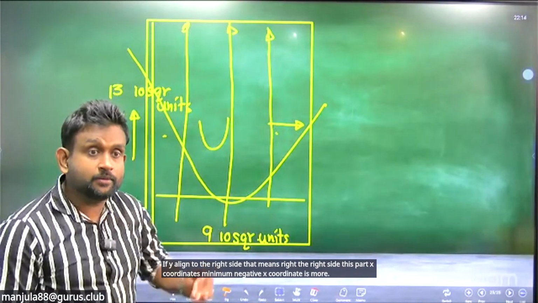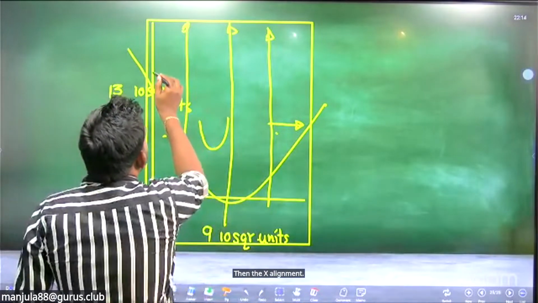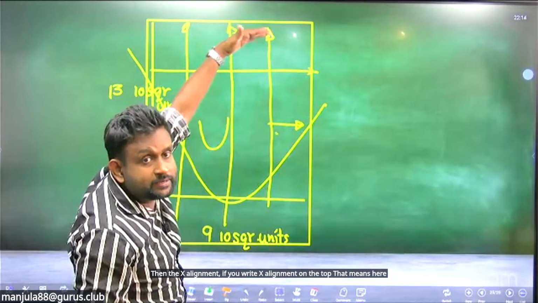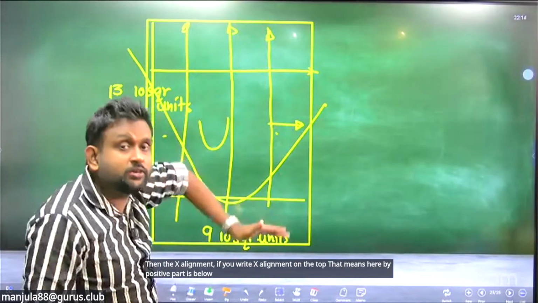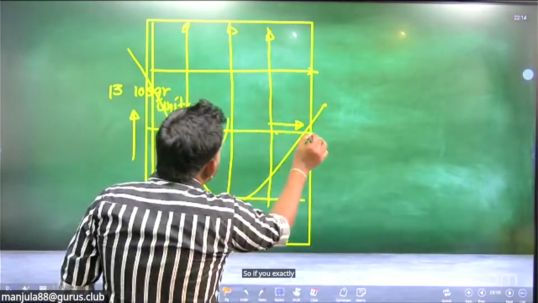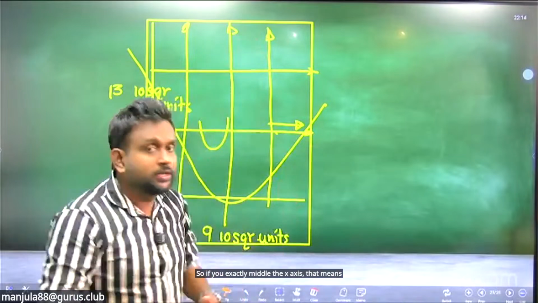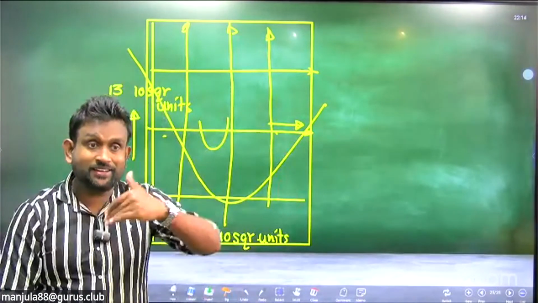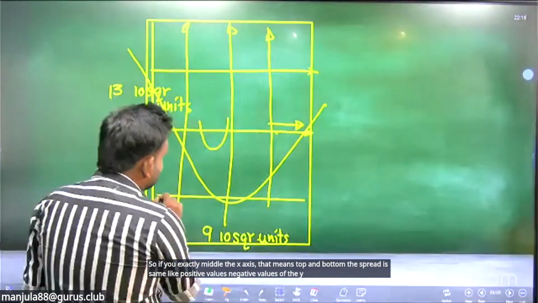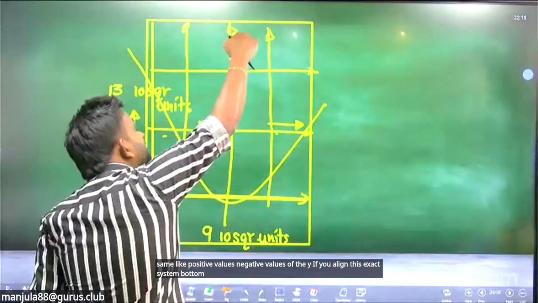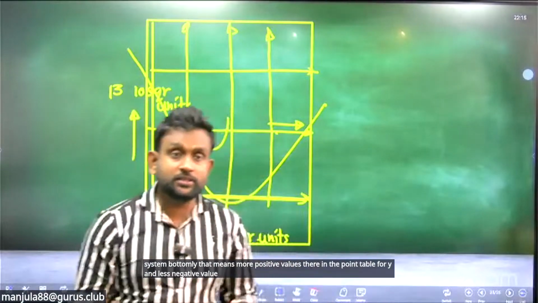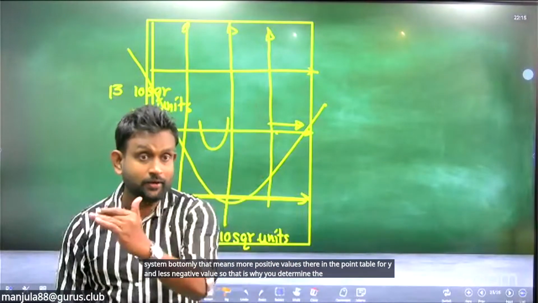Then for the x-axis, if you place it near the top, that means the positive part is a bit low and there are more negative coordinates. If you place the x-axis exactly in the middle, the spread of positive and negative y values is the same. If you align the x-axis at the bottom, that means there are more positive y values in the point table and fewer negative values. That is why you determine the axis placing and scale.